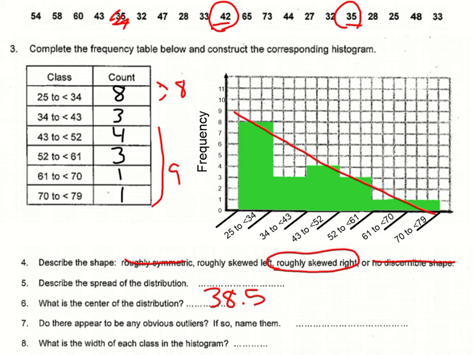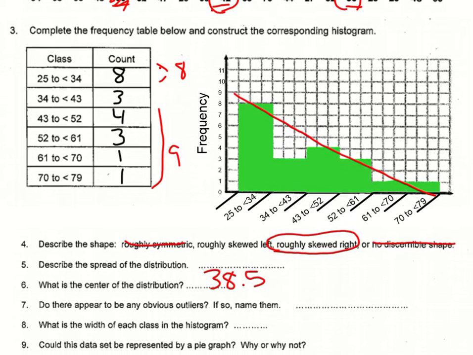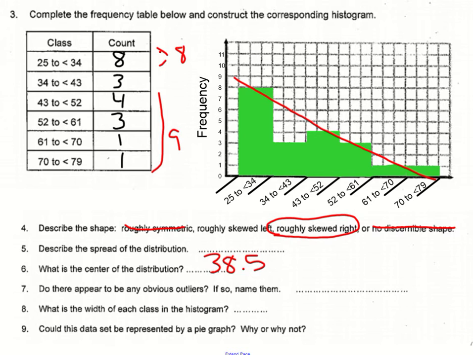The next question is, do there appear to be any obvious outliers? I would say no. Nothing is too obvious of an outlier. I mean, it might be, but it's not all that different.